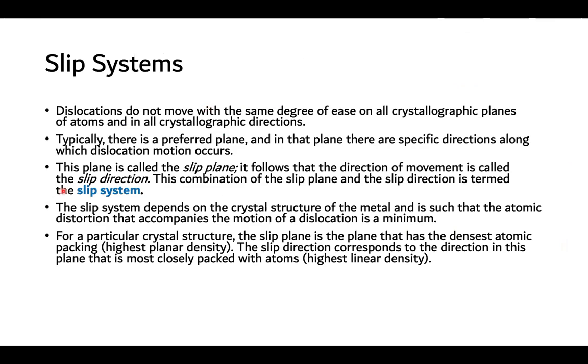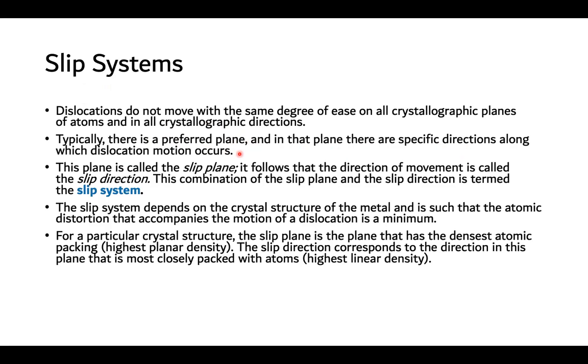Now I would like to introduce you to the slip system. Okay, so what is a slip system? The dislocation will move if there is a slip plane. The dislocation doesn't move anywhere it likes, but there is a preferred plane, and along it there is a specific direction in which dislocation motion occurs. So the dislocation will occur on a preferred plane.